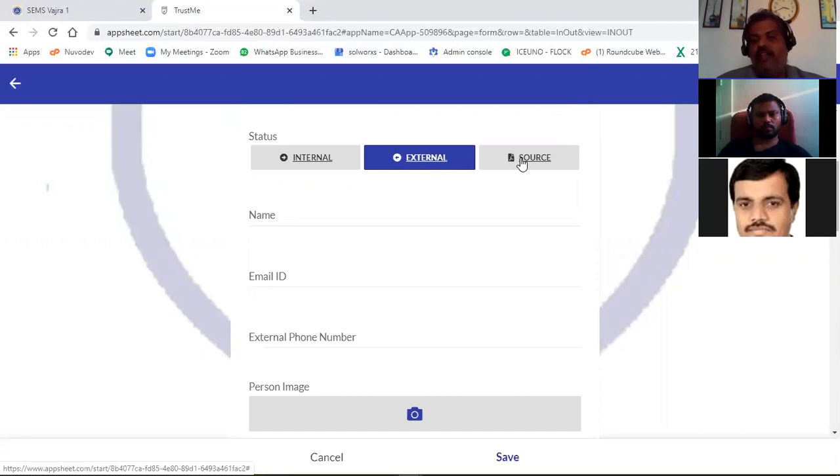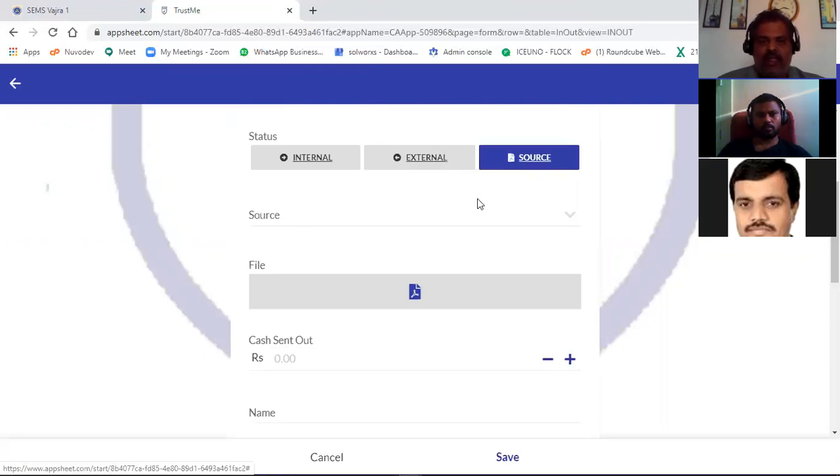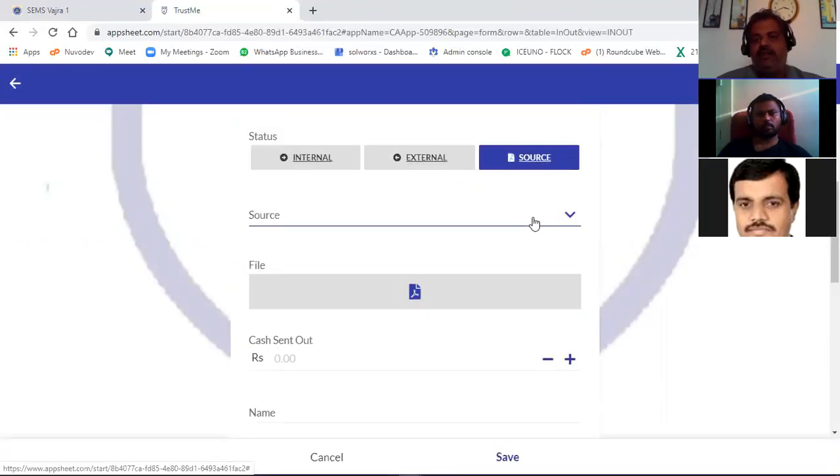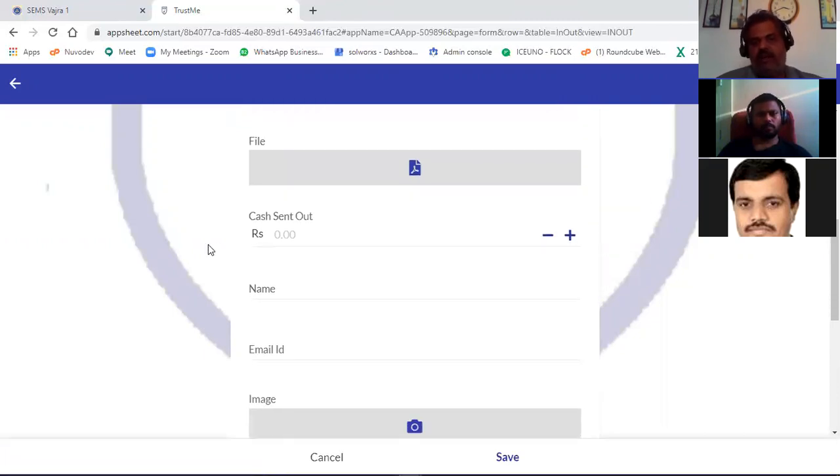And similarly, if something has come online, like an email, the source can also be tracked. Was it a WhatsApp forward, or was it an email? Was it a courier? Was it a website download? Was it an office letter that we received from the client, or was it through a speed post? So all these sources can be listed and linked to the document. So at any point of time, the system will tell you how many documents they have received and what the status is.